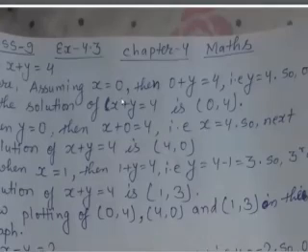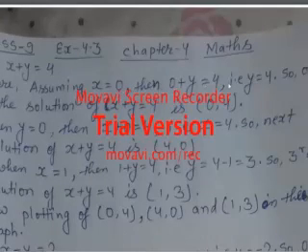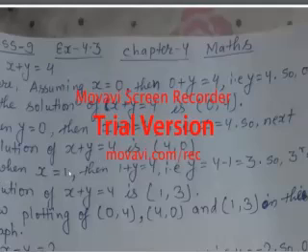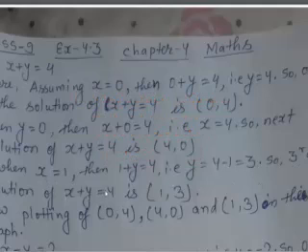What I had done, at first I had kept x is equal to 0, then I got y is equal to 4. You can see 0 plus y is equal to 4, that is y is equal to 4. So one solution of x plus y is equal to 4 becomes 0 comma 4. Again when I keep y is equal to 0, then x plus 0 is equal to 4, that is x is equal to 4. So the next solution is 4 comma 0. And again when I kept x is equal to 1, then 1 plus y is equal to 4, and after 1 went to the other side, it changed into minus, so y is equal to 4 minus 1, that is 3. So the third solution of x plus y is equal to 4 is 1 comma 3. We got 3 coordinates.